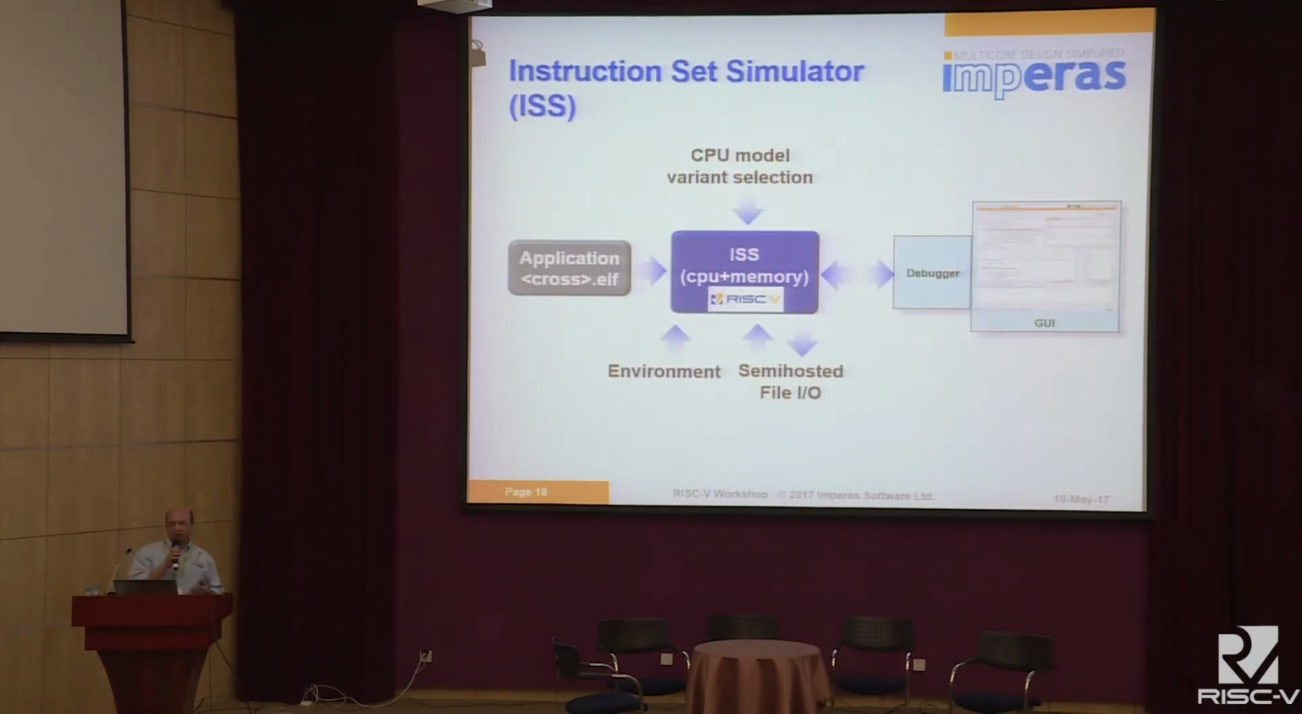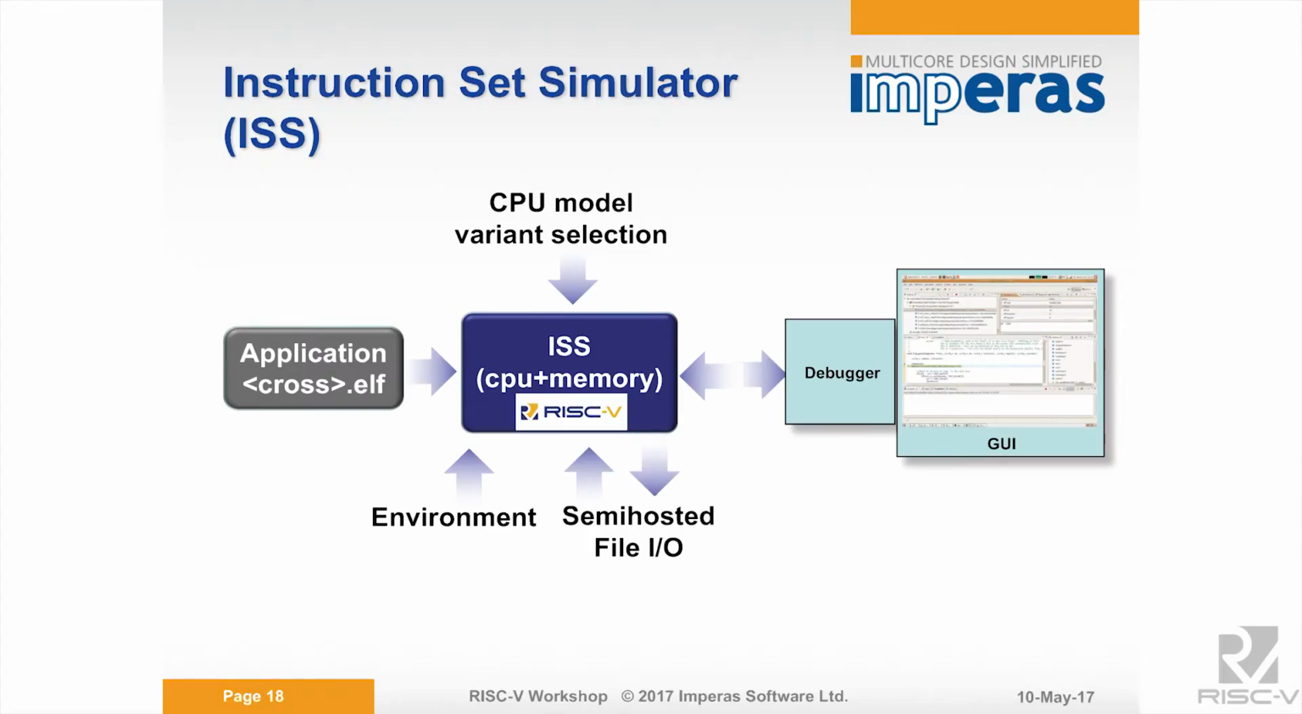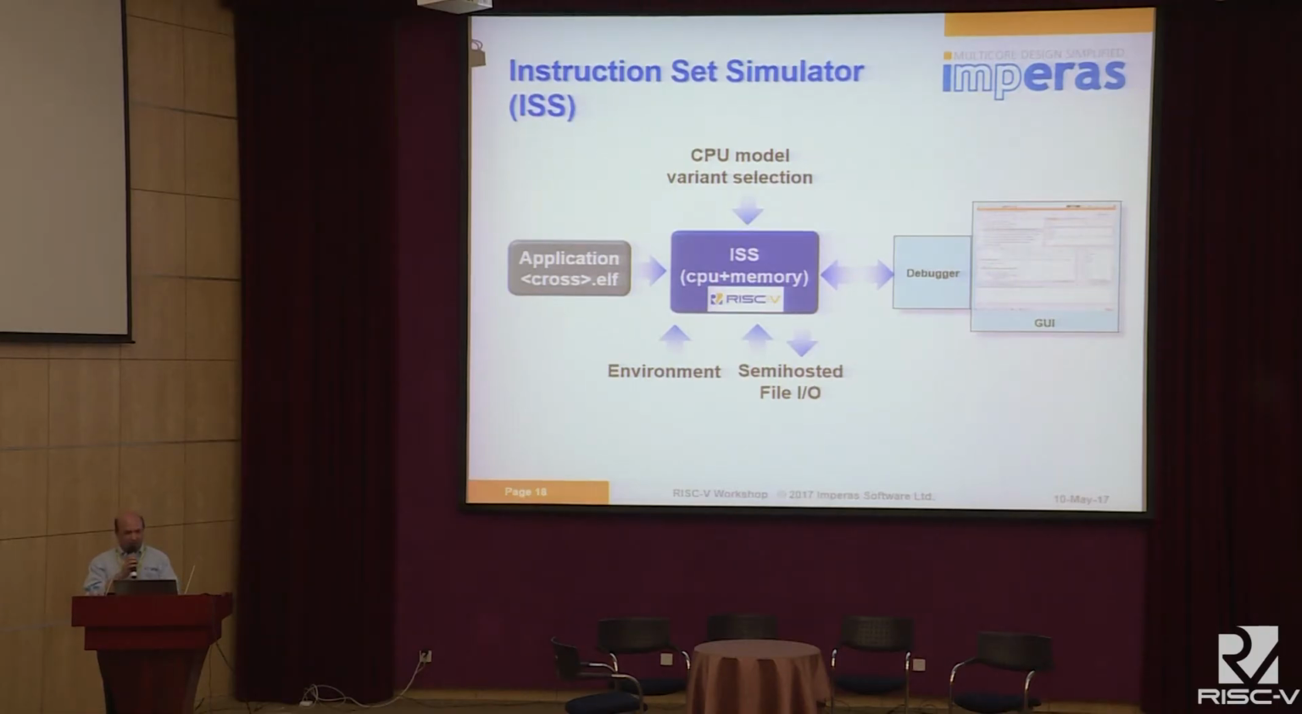If we're just talking about an ISS, then what we're looking at here is just selecting a CPU model like a RISC-V, running the application, typically an ELF file. It's going to get run on the simulator. There are environment files. You can actually bring in, using file I/O, your test stimulus, you can output to those, and you can connect the debugger to that, whether it's GDB or a third-party debugger, whatever you're going to do. Pretty simple to do all that from ISS.